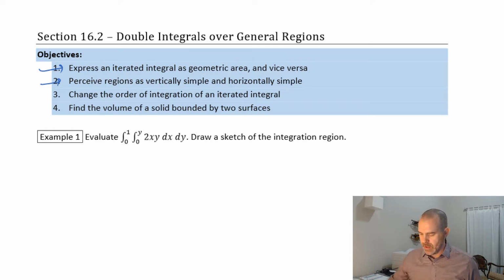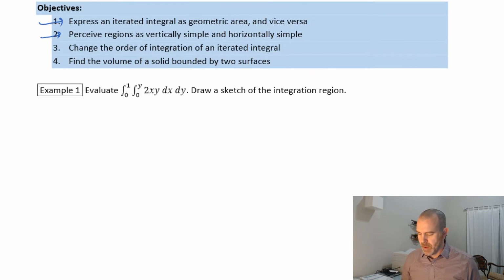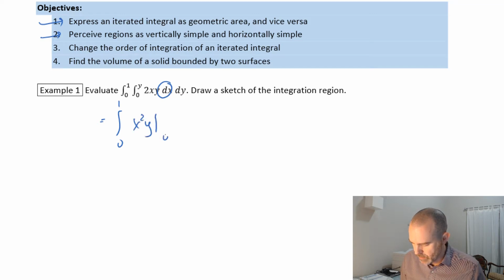So let's talk about this first example, and let's go ahead and evaluate the integral, but then we're more interested in drawing a sketch of the iterated region, which would be the sketch of the region that we are integrating over. So let's see here. First, we are integrating with respect to x. We have an integral from 0 to 1. We're integrating with respect to x, so that will be x squared y from 0 to y. That's all going to be dy.